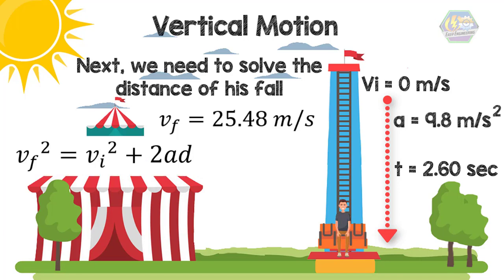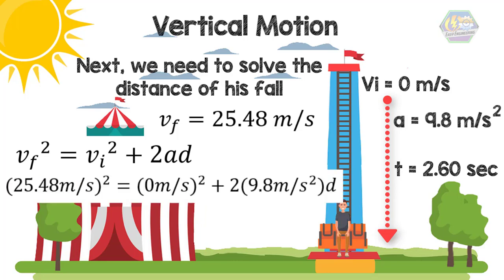Even if we use equation 1, we will arrive at the same answer. Now let's try it. We input the initial velocity, acceleration, and time, solving for the distance. So it is the same as the value we get if we use equation 4, which is 33.12 meters.